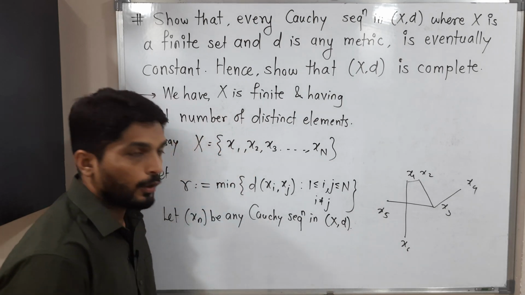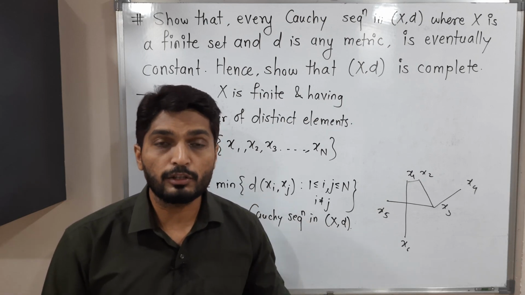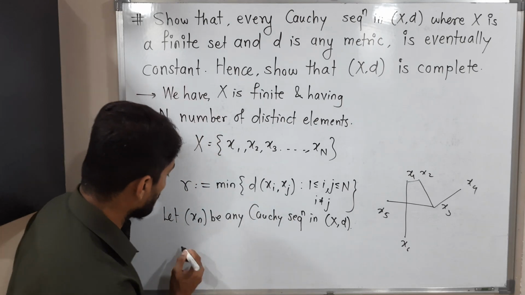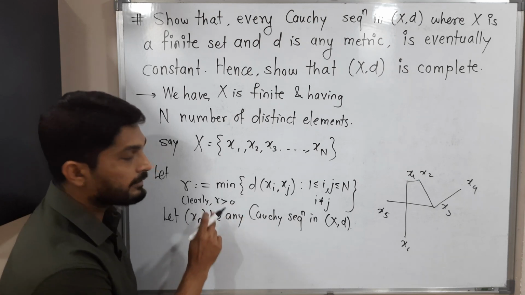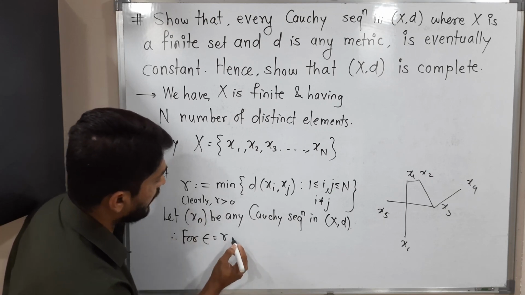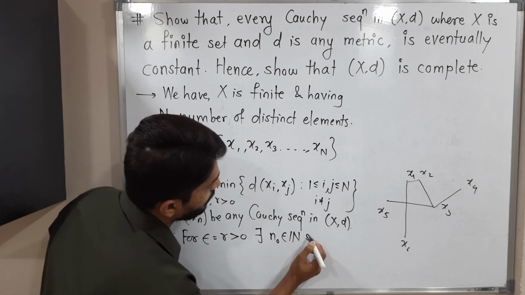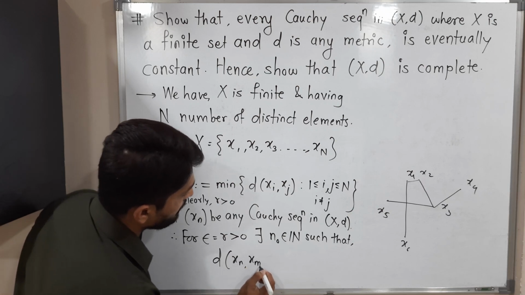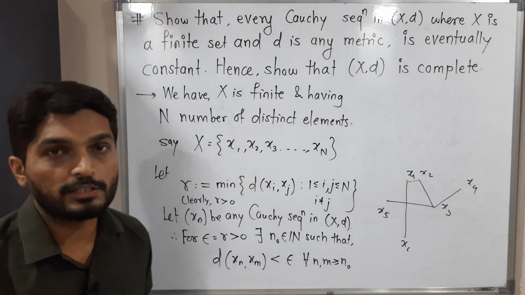I have taken any Cauchy sequence. We are familiar with the definition of a Cauchy sequence: for a given epsilon greater than 0, there exists a natural number N and so on. So we start with epsilon, which is a positive real number. Here r is also greater than 0. So I will choose my epsilon as this r. It is positive, so our epsilon is also positive. There exists some fixed natural number n0 such that d(xn, xm) is less than epsilon for all n, m greater than or equal to n0. So by the definition of a Cauchy sequence I got this.